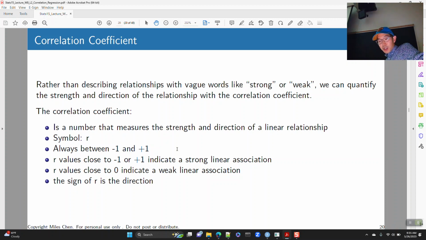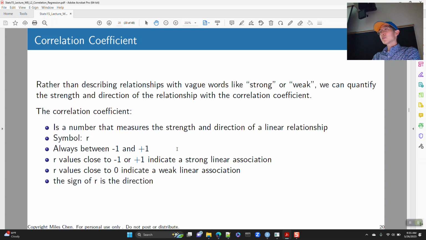So we measure linear relationships using something called the correlation. The correlation coefficient is a numeric summary that describes the relationship between X and Y in our data. So rather than just saying strong relationship and weak relationship, we can use the correlation. Correlation is going to give us a number between +1 and -1. Never higher than +1, never more negative than -1.